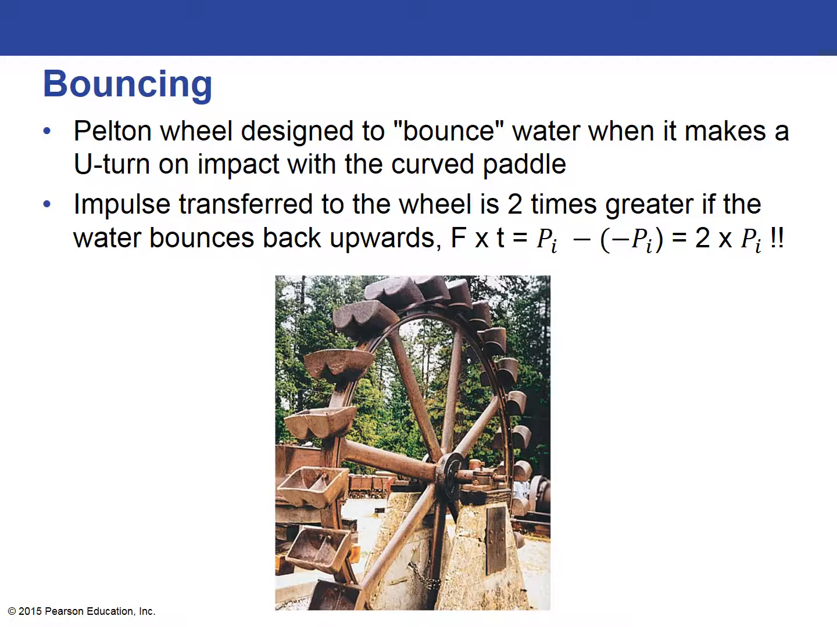Now, in this slide, we show the effect of what happens by designing a paddle wheel to cause any falling water onto the paddles to bounce back up off of the paddles and make a U-turn after they have impacted onto the surface of the paddle, which is in this case curved, and therefore causing the water to return with a velocity that is approximately equal to the initial velocity that it had on its downward trajectory.